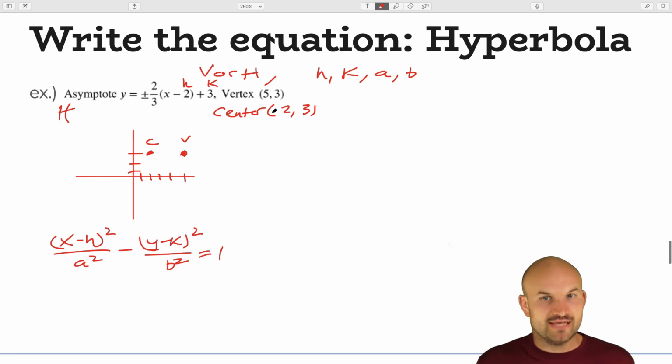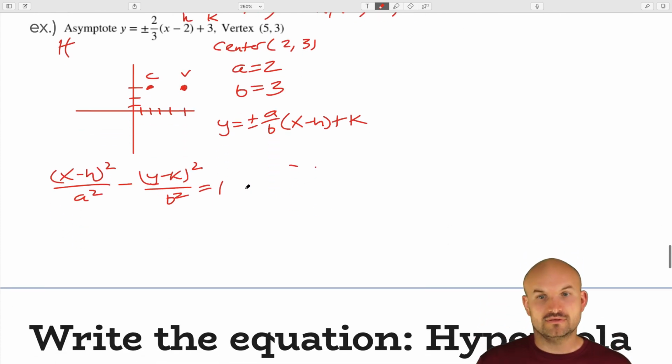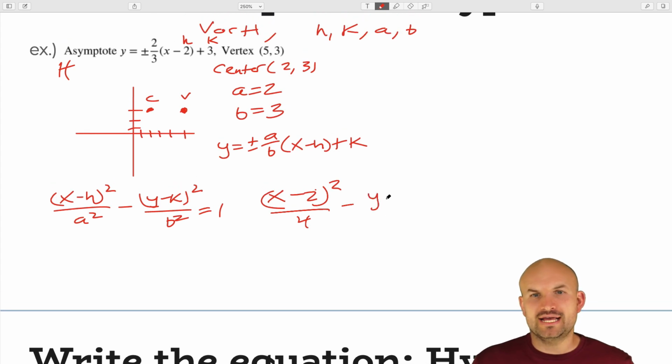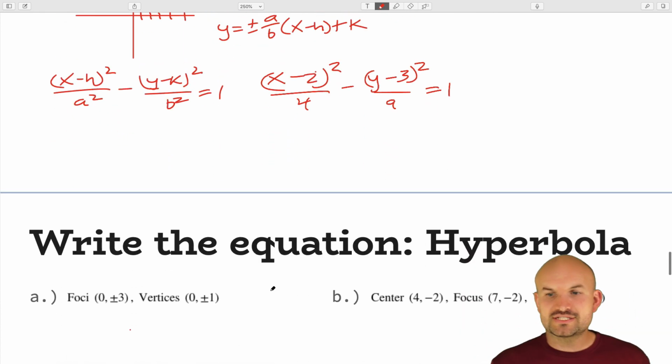So I have the center. I got my h, k. Awesome. So if it's horizontal, that means this is b over a. So now I can say that my a is equal to 2 and my b is equal to 3, right? Because a horizontal transverse axis, remember, is y equals plus or minus a over b times x minus h plus k, right? So if I need to figure out my a squared, if I have 2, then that's going to be 4. So let's say it's x minus 2 squared over 4 minus y minus 3 squared over b squared, which is 9, equals 1. And there you go.